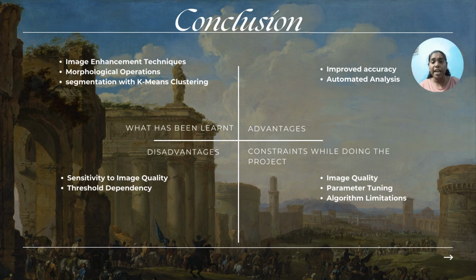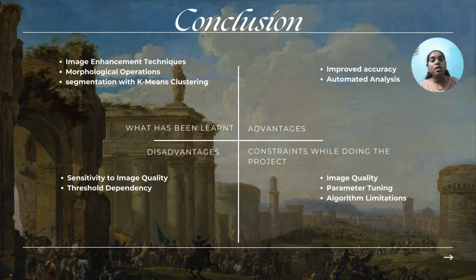On the other hand, sensitivity to image quality. The effectiveness of the analysis can be highly dependent on the quality of the input images. Poor quality images may lead to inaccurate results. The next one is threshold dependency. Binary thresholding can sometimes be sensitive to lighting conditions and may not yield the best segmentation results.